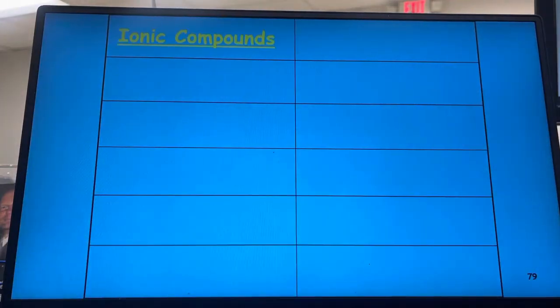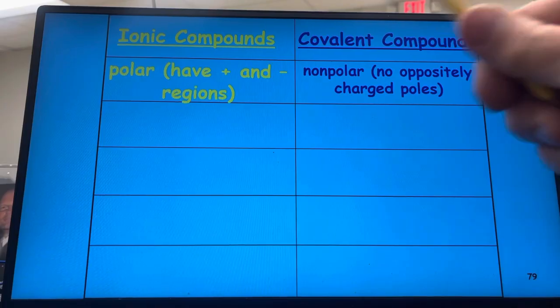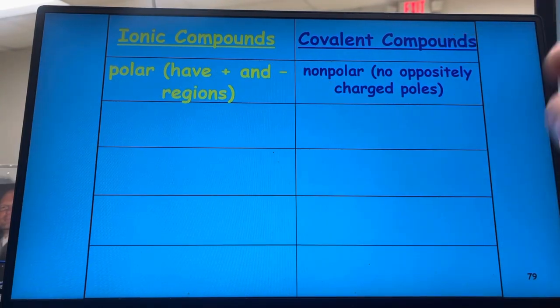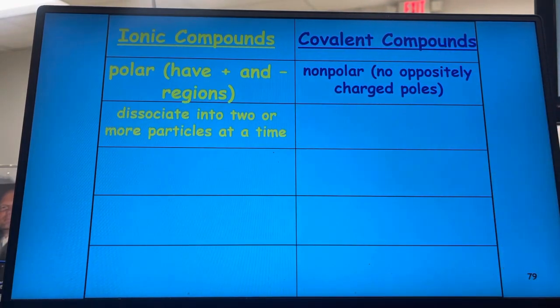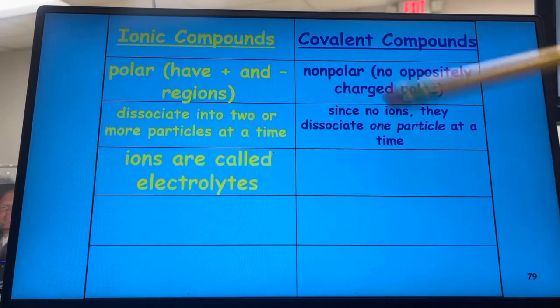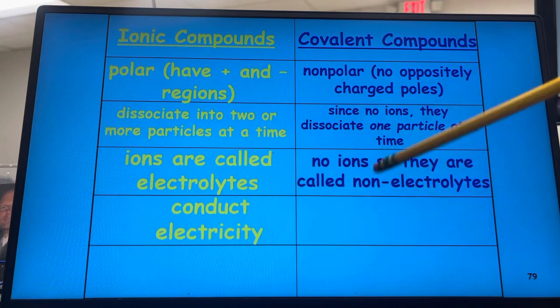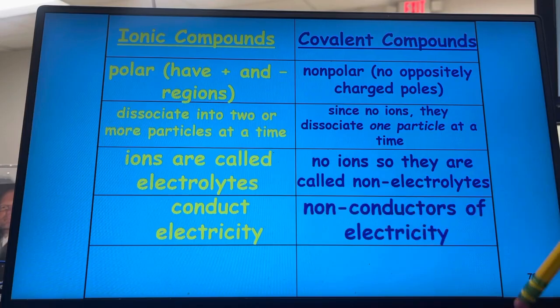All right, and then this last slide, it's not even in your guided notes. It's just a summary, comparing ionic compounds to covalent compounds. So ionic compounds have polar regions, covalent compounds don't. They dissociate into two or more, covalent only into one at a time. Ions are called electrolytes. Non-ions are called non-electrolytes. Ionic compounds conduct electricity. Non-conductors of electricity are covalent compounds.